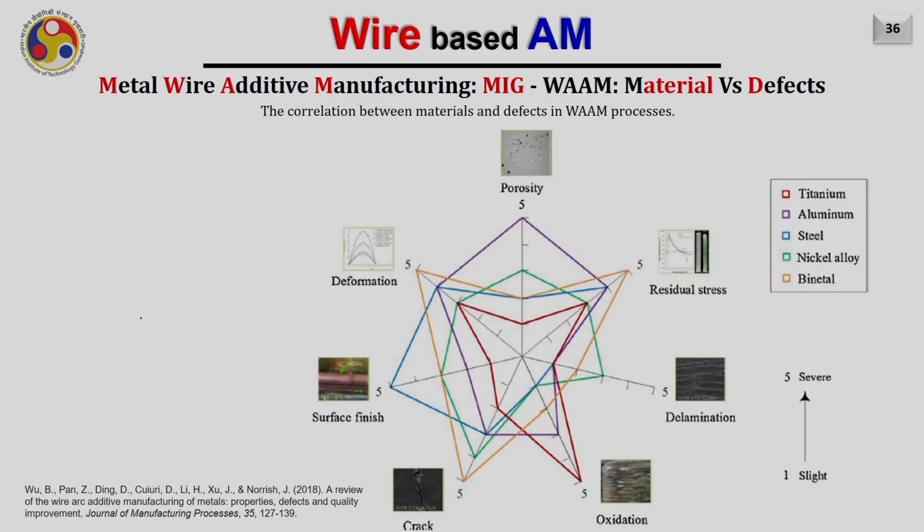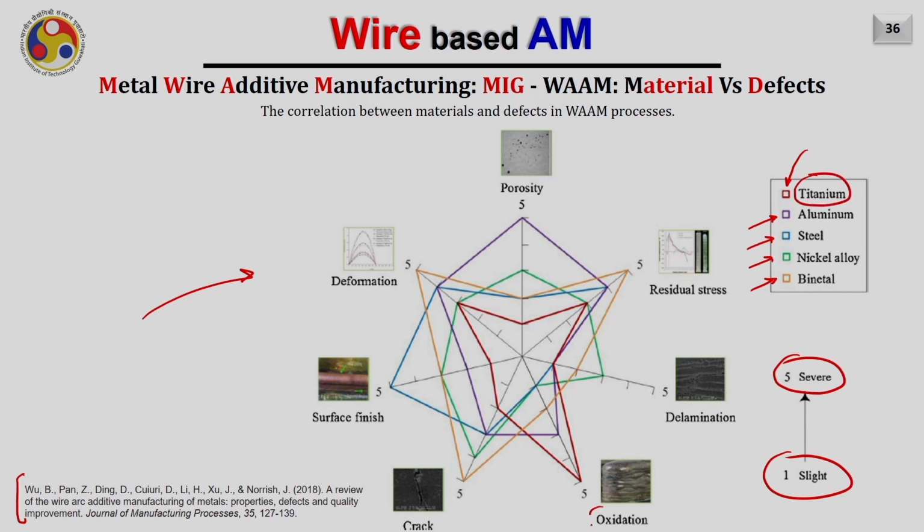So basically, this particular slide, which is taken from this particular reference, summarizes how these defects are more severe or less severe for a particular material. The red color is shown here for titanium. This color is for aluminum, this is for steel, this is for nickel, and this is for Bintel. Let me consider only one example and then you can go through in detail. Let me consider titanium.